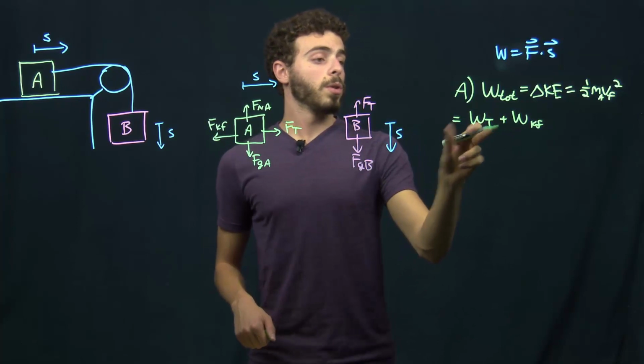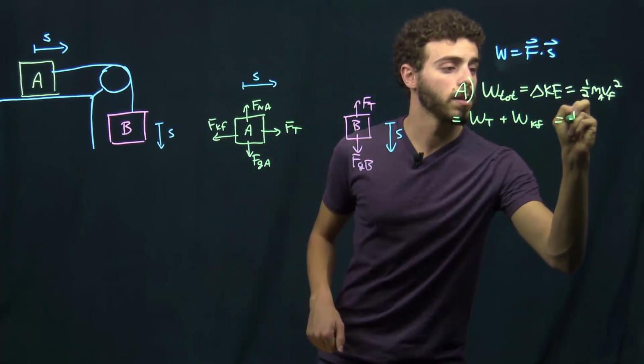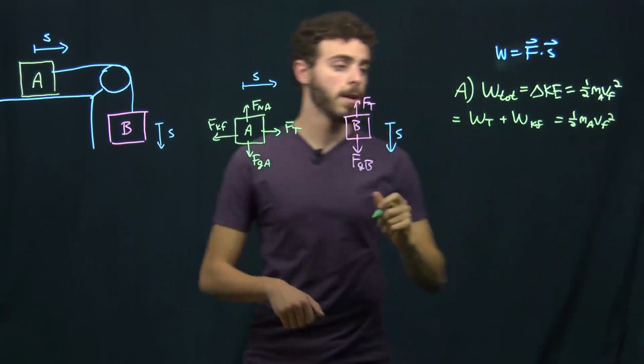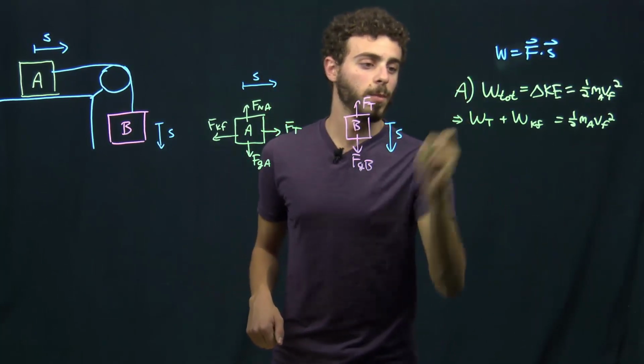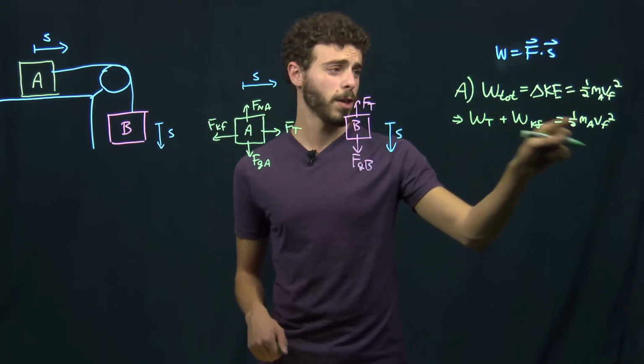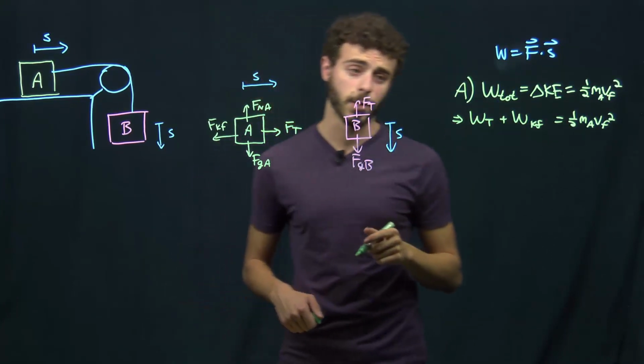This is our total work, and we also know, of course, this is still equal to 1/2 m_A v final squared. So this is our equation. Maybe I'll put an arrow. This is now our equation. It's just whatever the work by tension plus the work by friction should be equal to 1/2 m v squared.